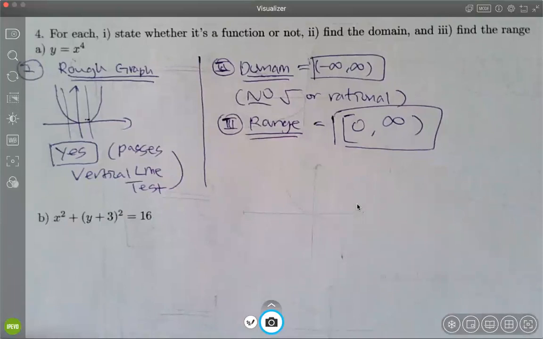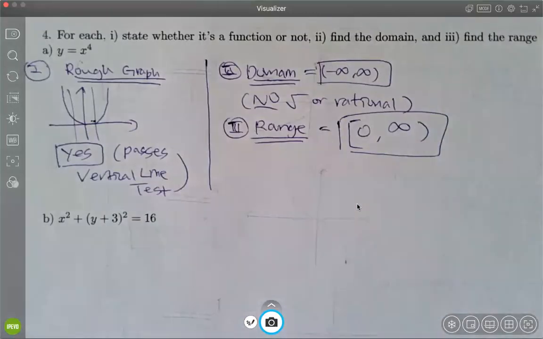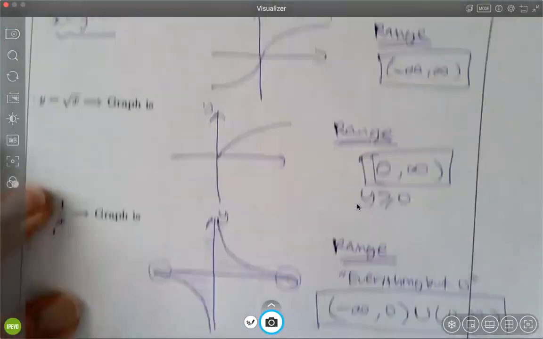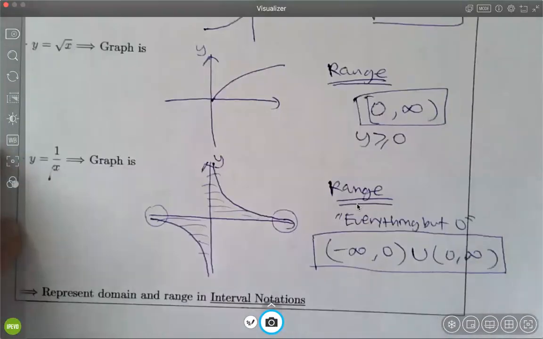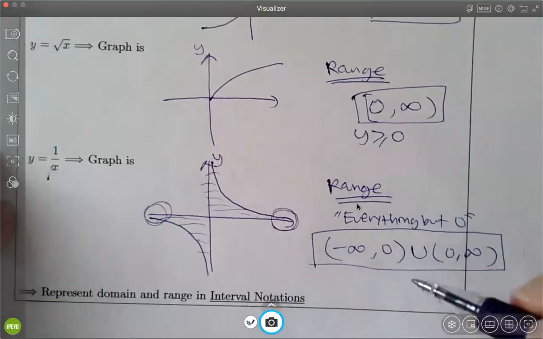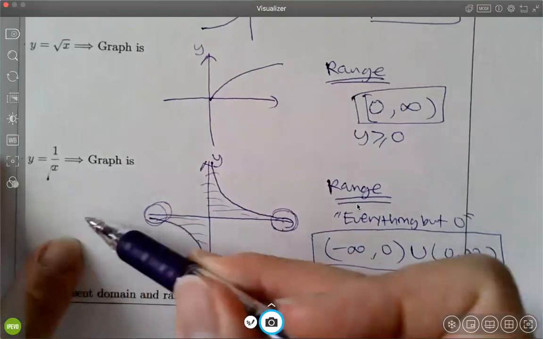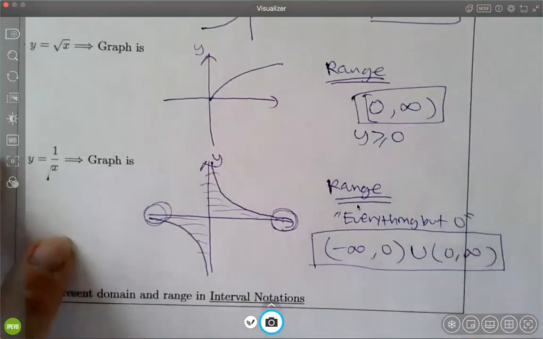Can I ask a question? Yeah. On the previous one, y equals 1 over x, there's no bracket on the 0. I'm asking why. Because the graphs on this portion and this portion do not touch the x-axis, no matter how far you go on this end and that end. It's just a fact.